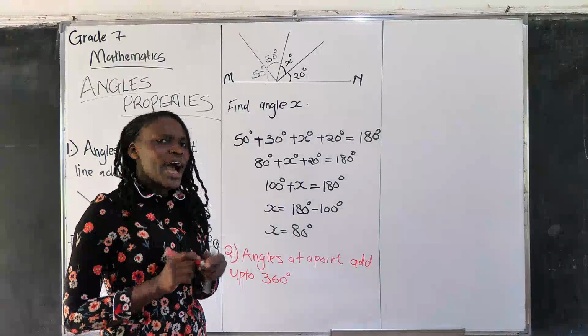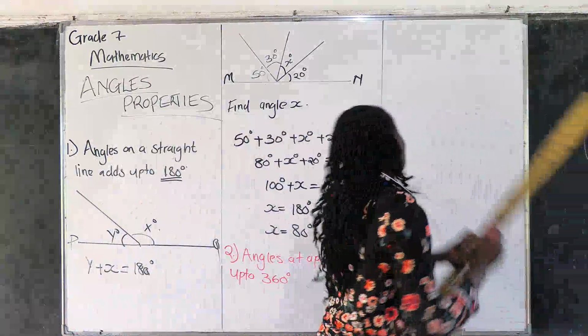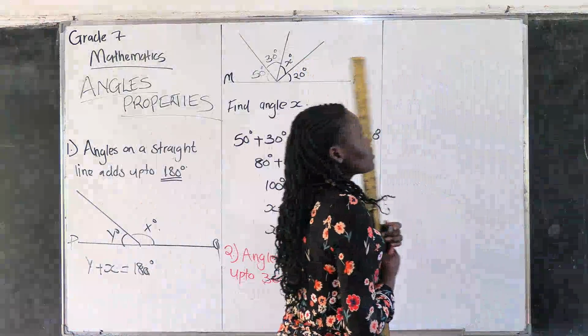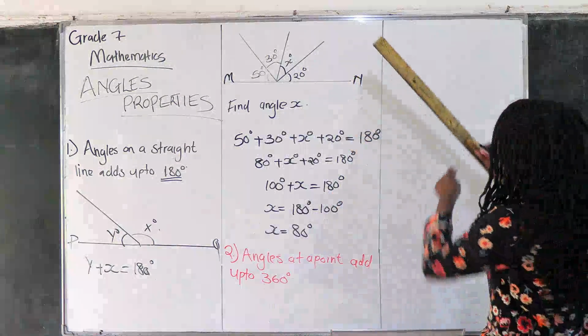So what do we mean by angle at a point? Let's draw so that you can see what I mean by that. For example, we have this.